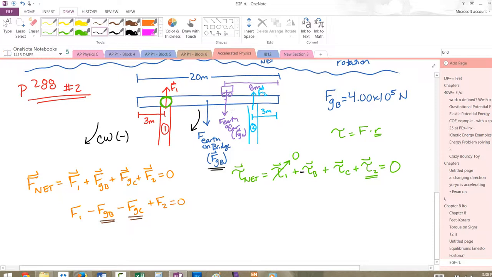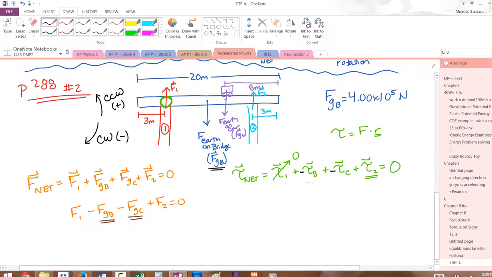The earth on the car will also cause this system to go in the clockwise direction, so that will also be a negative torque. The force of pier 2 on the bridge, if that were the only thing acting, the bridge would go up, in the counterclockwise direction, and so that is going to be a positive torque. I'm going to erase these arrows just so that my picture doesn't get any more complicated than it already is. So that's the first thing we need to do.